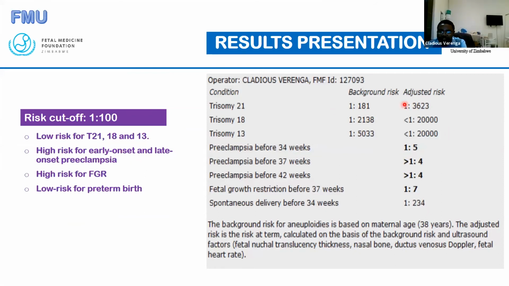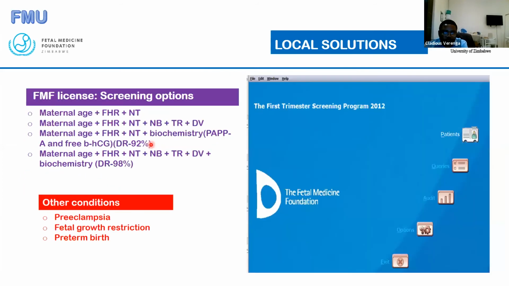This is after adjusting the risk, after putting in all the markers, and this is what you are getting. The software allows us to calculate the risk for preeclampsia, which is the talk for tomorrow, where we screen for preeclampsia as well in the first trimester, but I'll not dwell on this. But this is for Down syndrome, Edwards, and Patau.